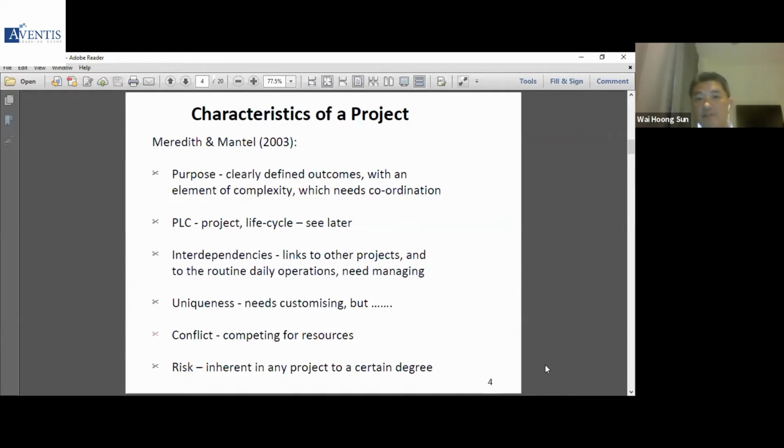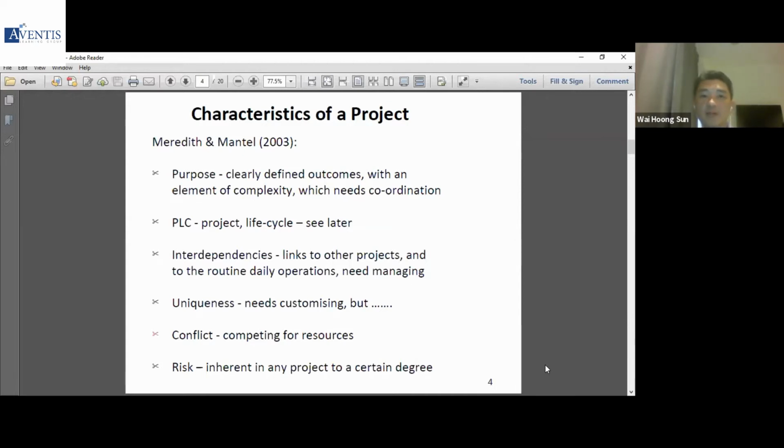with an element of complexity. So that means that projects by itself needs to be somewhat complex. If it's too simple, you will not need a project, right? You probably just need a process. So you need clearly defined outcomes. There's some complexity in it that you need to run a project. And of course, you need to coordinate the resources, the schedule, so that it can come together to implement the project.